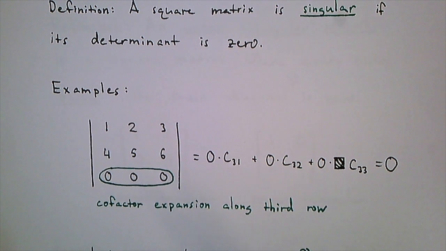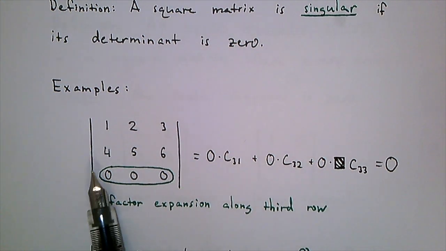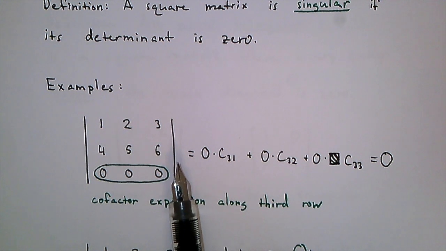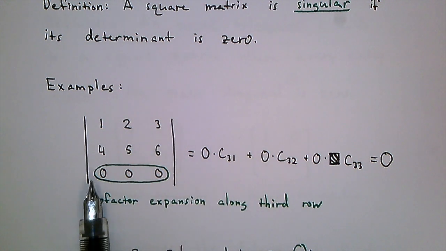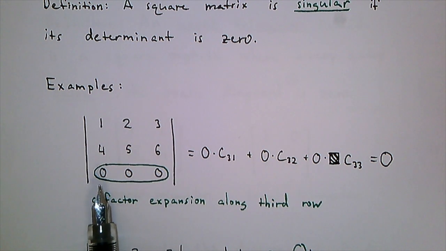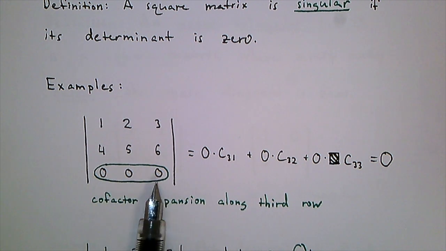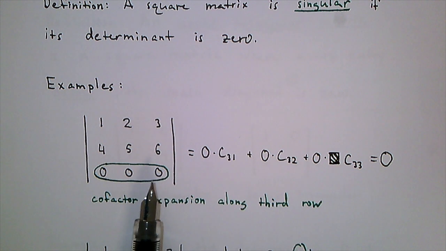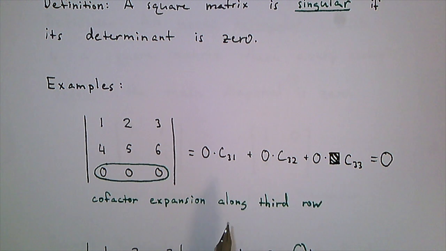Here I'm computing the determinant of a 3 by 3 matrix, so notice the vertical bar notation. The important thing to notice about this particular matrix is that the third row has all zeros. So you might remember our strategy of doing cofactor expansion along the row with the most zeros, and that's what we're going to do here. We'll do a cofactor expansion along the third row.